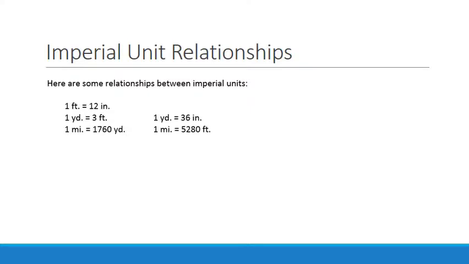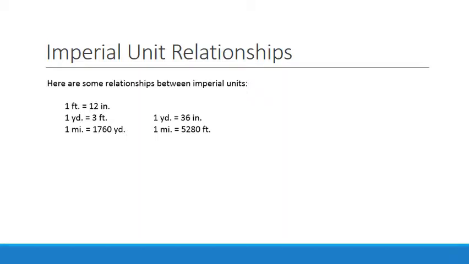Here are some of the relationships between the imperial units. So 1 foot is equal to 12 inches. So inch is the smallest imperial unit, okay? If something is less than an inch, then they'll get into fractions of an inch. 1 yard then is equal to 3 feet, or 36 inches. 1 mile is equal to 1,760 yards, or 5,280 feet.